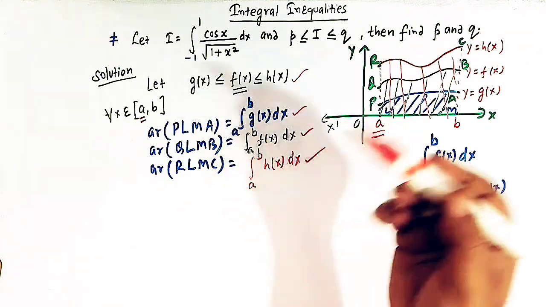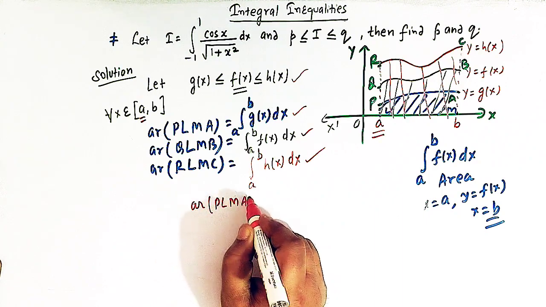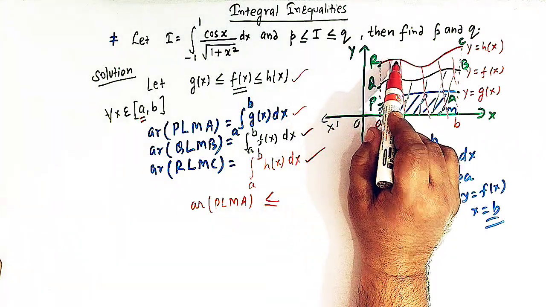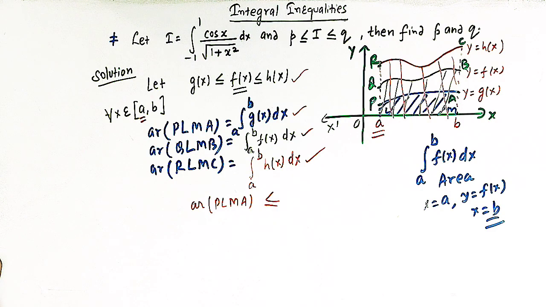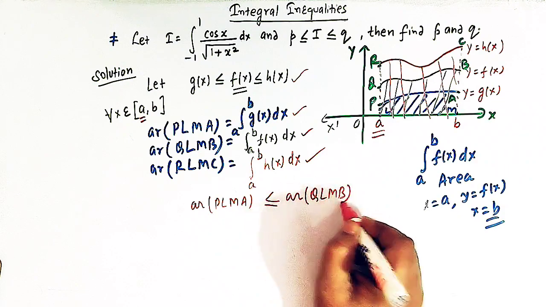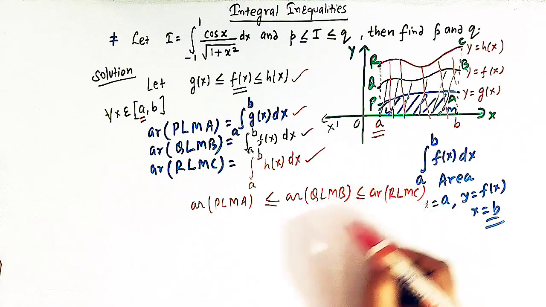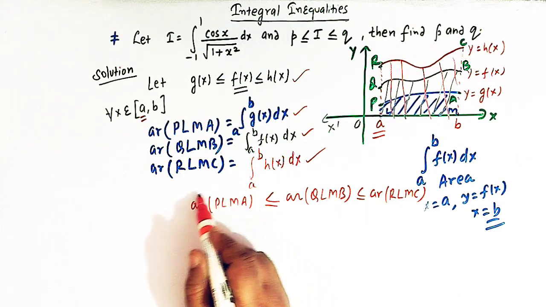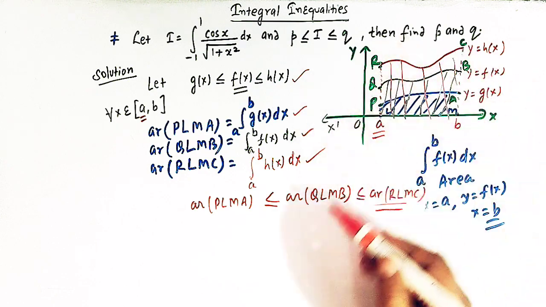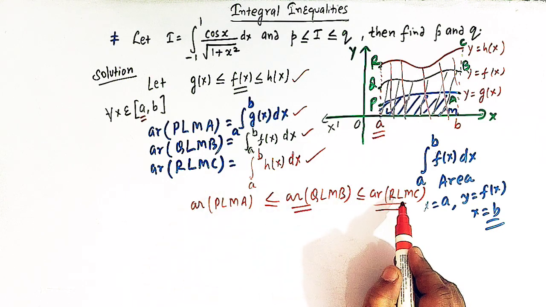And from the figure, we can easily conclude that the area PLMA is less than or equal to the others, the equality occurs when all three functions coincide, right? And here we have the area QLMB, and then we have the area RLMC, right? So this area is the least area, and this area is the maximum area, right? And this area lies between these two areas, right?